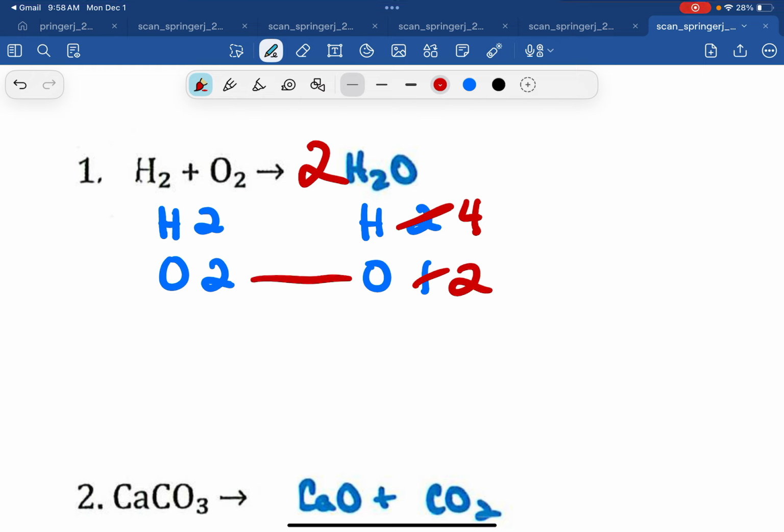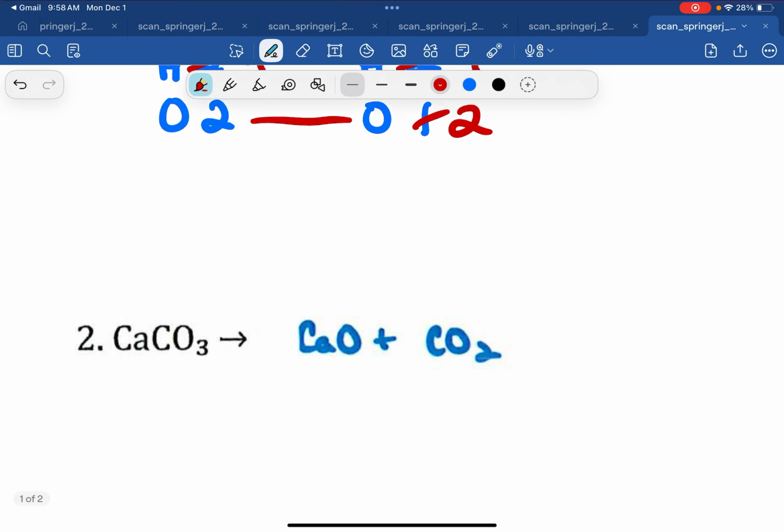Now look, your oxygens are good, but your hydrogen is now out of whack, and we want it in whack, not out of whack. So how are we going to fix that? Well, we're going to throw a 2 right here, and that will change that to a 4. And now hydrogens are both 4, oxygens are both 2. This equation is balanced. We are finished. That is the answer to this problem.